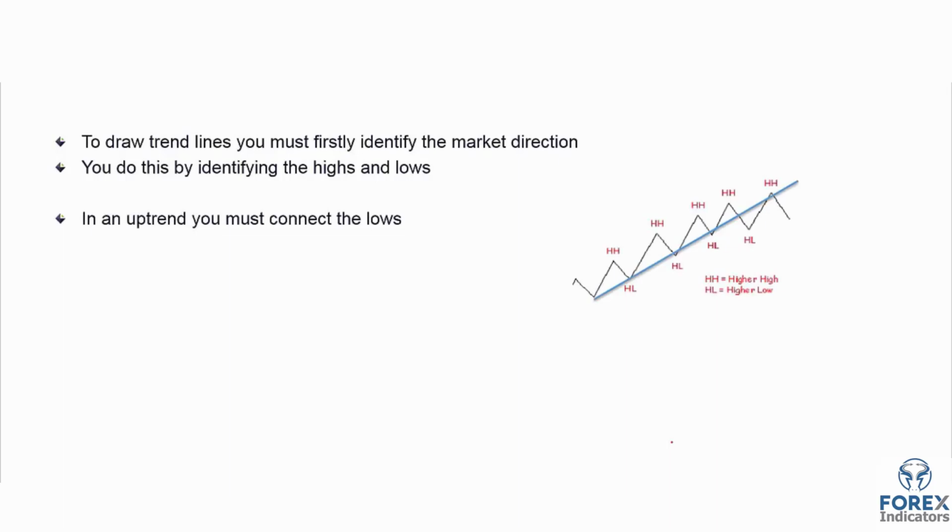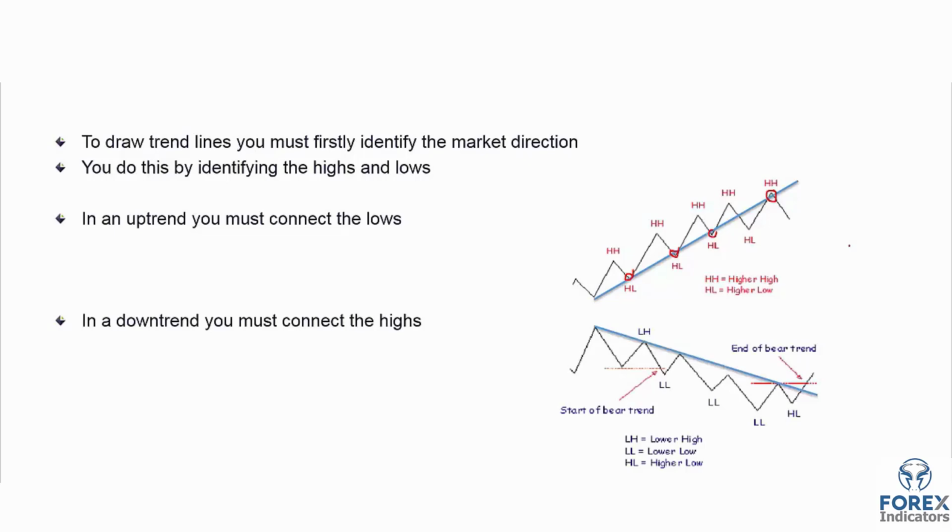So here's an example. You can see we've connected these lows here, and eventually notice how the market breaks and then goes back and retests these highs, and then eventually the market goes lower. In a downtrend, you must connect the highs. Again, very similar. Notice how the market is in a nice downtrend, connecting these highs. We've got one touch, second touch, here's the third, and that's where you'd be looking to sell.